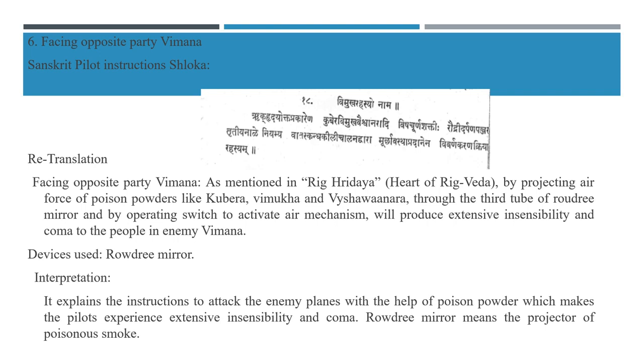So that means they are releasing some poisonous things onto the enemy Vimana or the people. For example, when Jatayu comes to attack Ravana, Ravana has many such things to face the enemy. So the device used is the Raudri mirror. The interpretation: it explains instructions to attack the enemy planes. Jatayu is like an enemy for Ravana. So when he comes, with the help of the poison powder, the pilot experiences extensive insensibility and coma. So Raudri mirror means the projector of poisonous smoke.